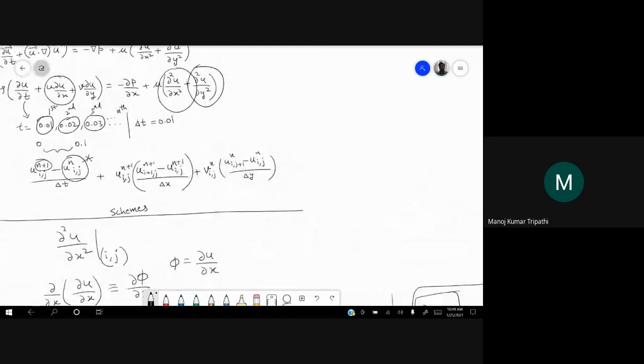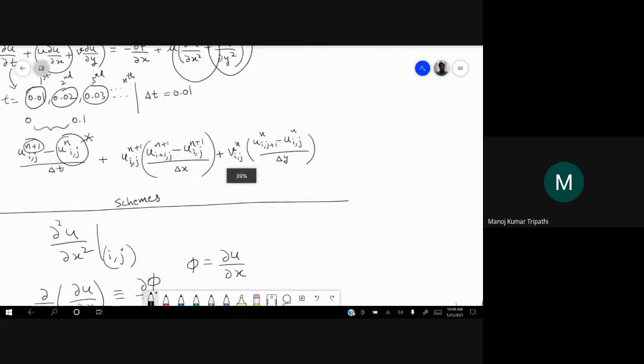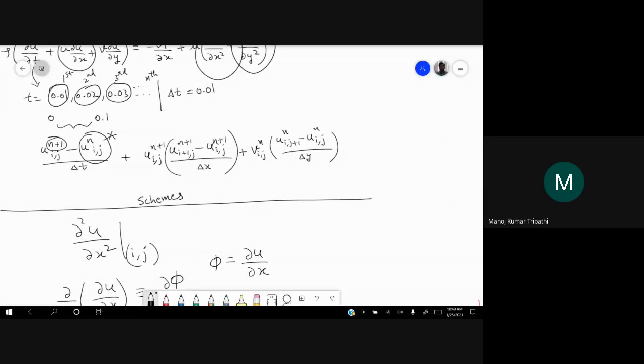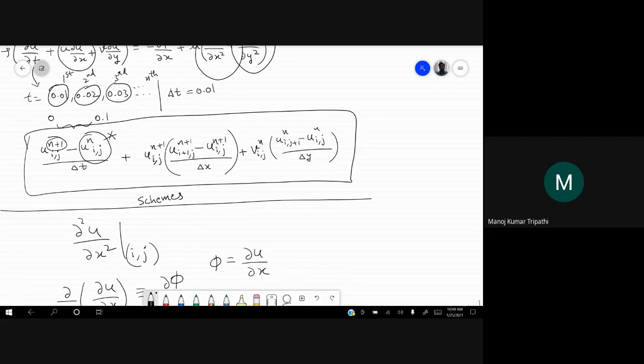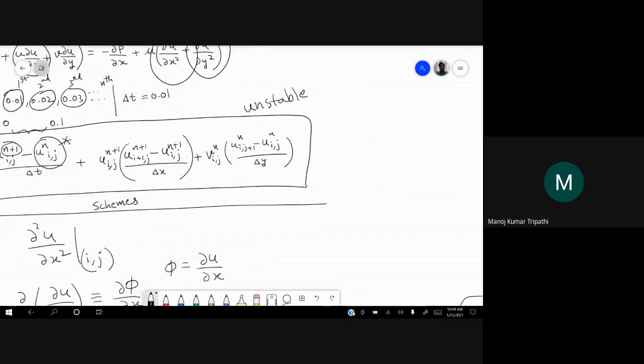But there are many problems that arise. It is not that simple. Here, I wrote the finite difference formulae for each and every term. If the equation is written like this, it will not give a correct solution. It will blow up. This is unstable. So there are issues of stability in computational simulations.